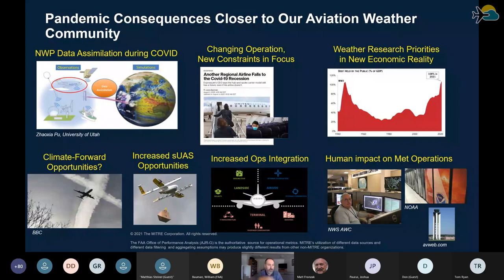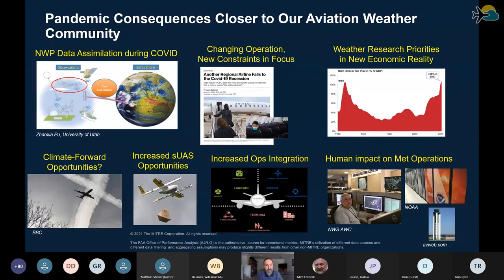And this opens up the door for other opportunities and avenues to get more data from different sources, be it satellite based, be it UAS, those types of things. And of course, when the aircraft start flying again, we need those observations. Changing operation has a new constraint and focus. I'll talk about that on my next slide, which is my final slide.